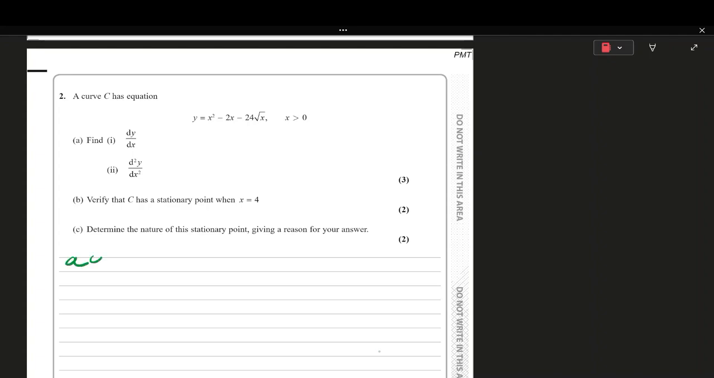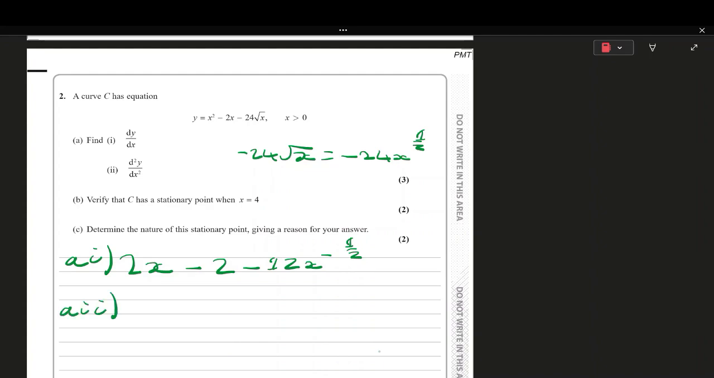So that's quite simple. Times the power, subtract 1 from the power, so 2x minus 2, and then negative 24 root x can be written as minus 24 x to the half. So times by the power, minus 1, we get minus 12 x to the negative half. And that's part 1. Part 2 is the second derivative. So do the exact same thing. So we get 2, that one goes, and we get positive 6 x to the negative 3 over 2.